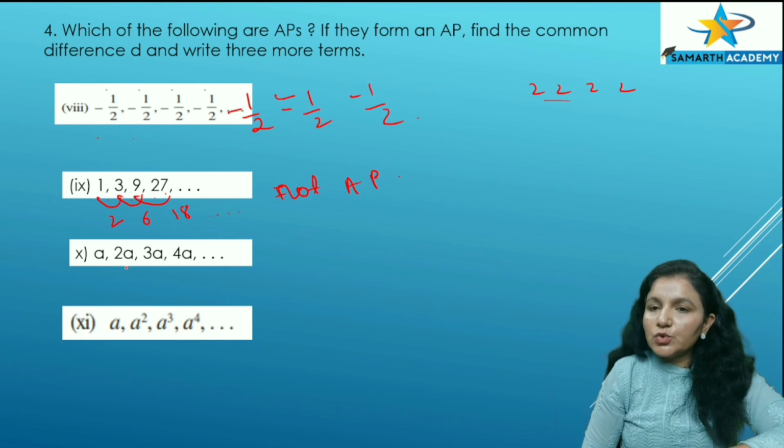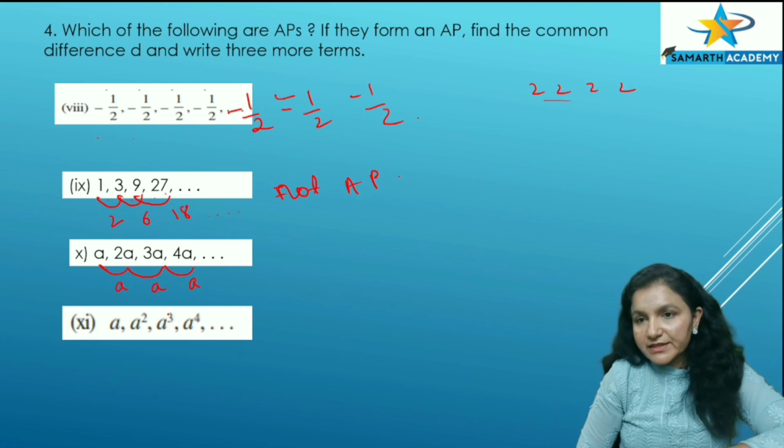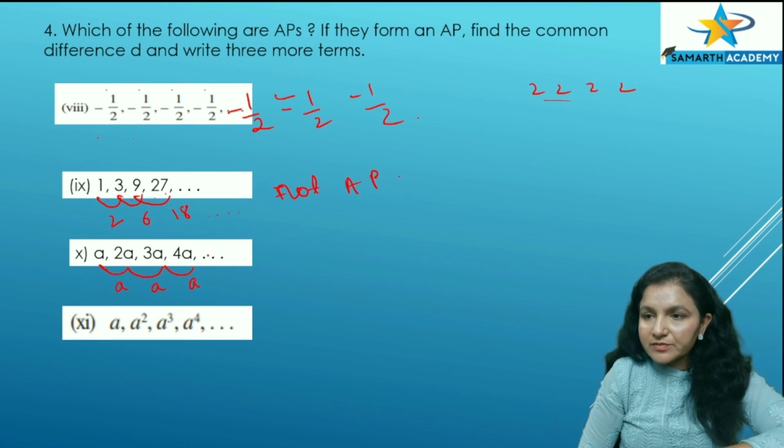Question 10th. A, 2A, 3A, 4A. 2A minus A, the difference is A. 3A minus 2A, difference is A. 4A minus 3A, difference is A. Therefore, it is an AP. And what are the next three terms? We just add A to the given terms. So, 5A, 6A, 7A. These are the next three terms.